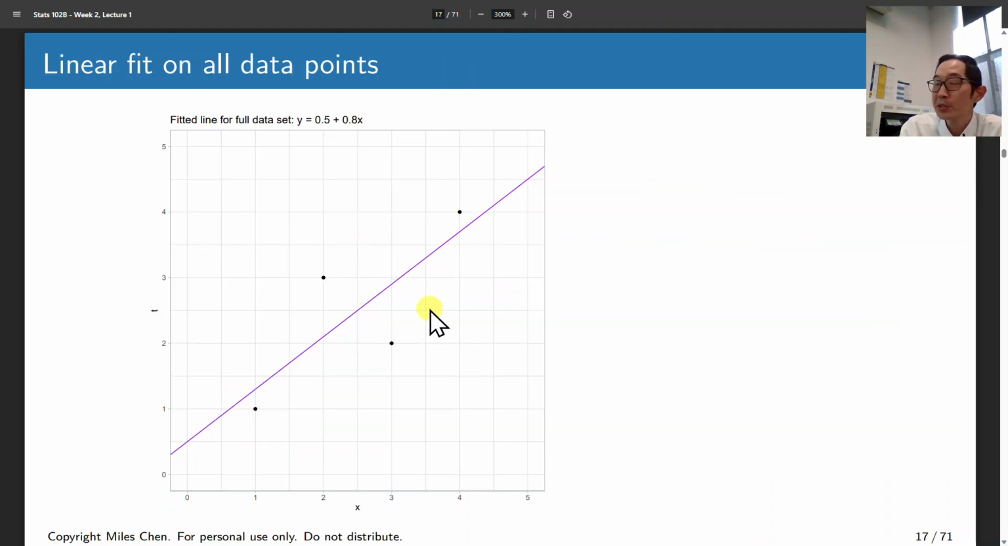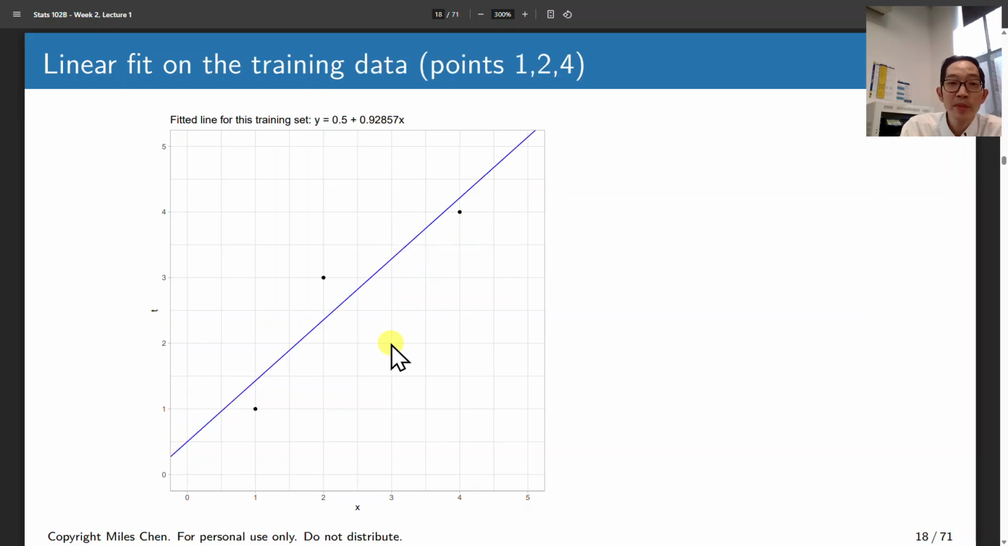Here's my 4 data points, and this time I'm going to leave this data point out. Each observation gets a turn at being left out. So this one is going to disappear, and then we're going to fit a line to the remaining 3 data points. The 3 remaining data points are points 1, 2, and 4. If you fit a line to these 3 points, the best fitting line is y equal to 0.5 plus 0.92857x.